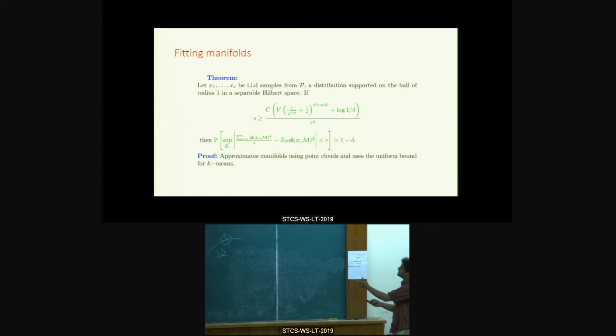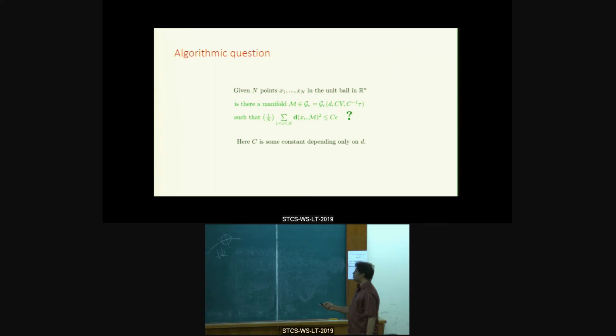So you basically prove a generalization bound for this larger class of k-means, and that does the job up to approximation. The key point is that the manifolds of this class have small covering numbers, and so that is what gives the answer. So this also now leads to the following algorithmic question.